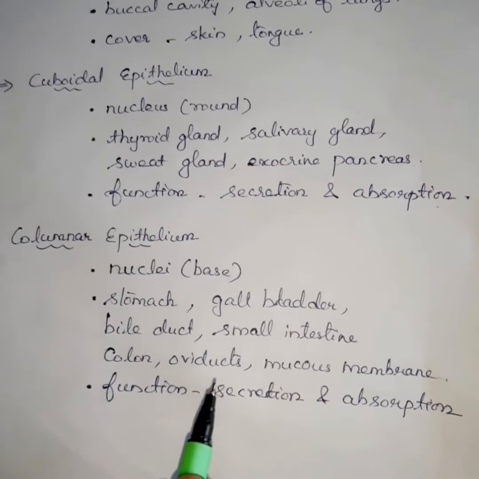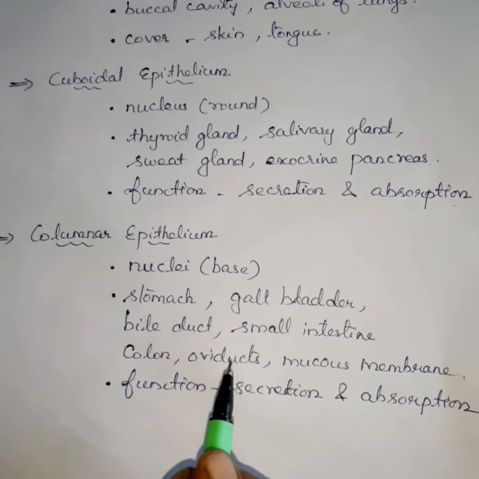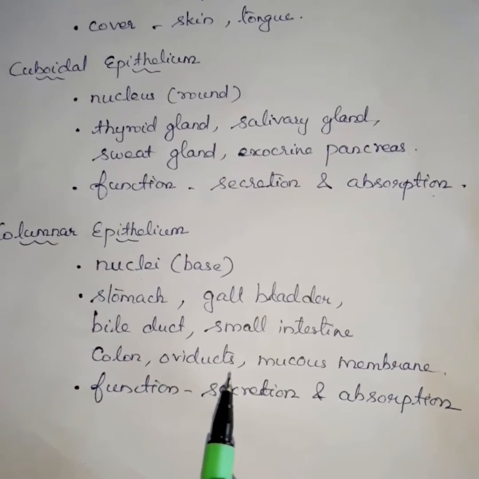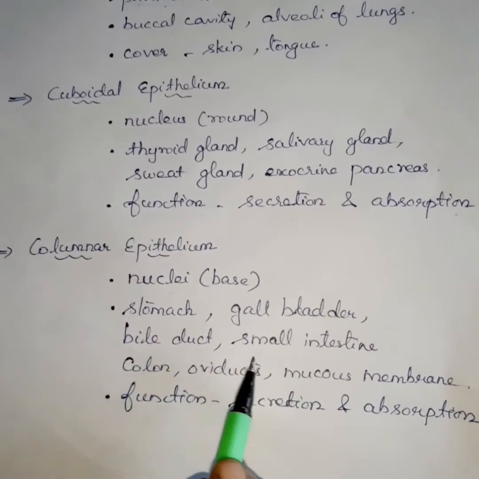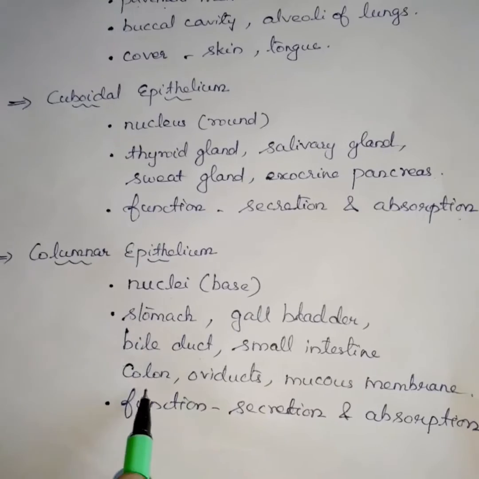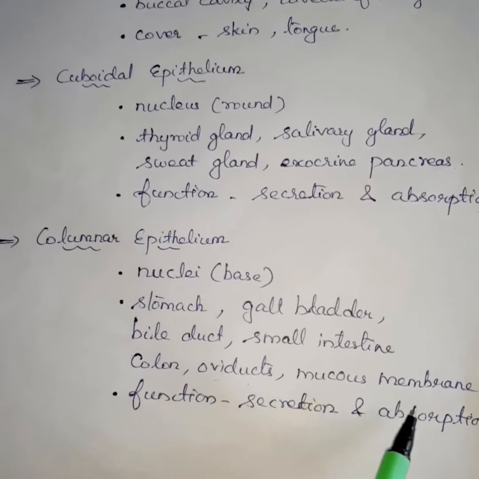It is composed of a single layer of cells, and it is a pillar-like cell. It covers the stomach, gallbladder, bile duct, small intestine, colon, oviduct, and mucous membrane.